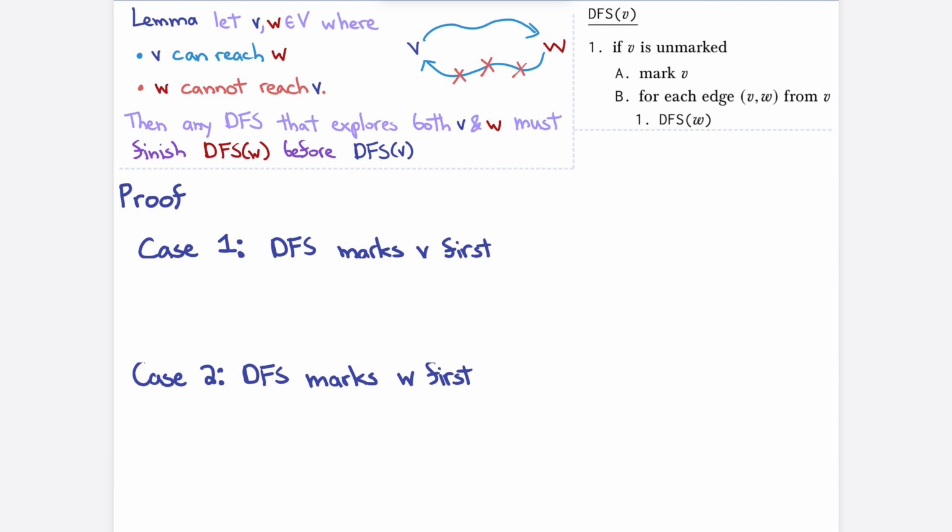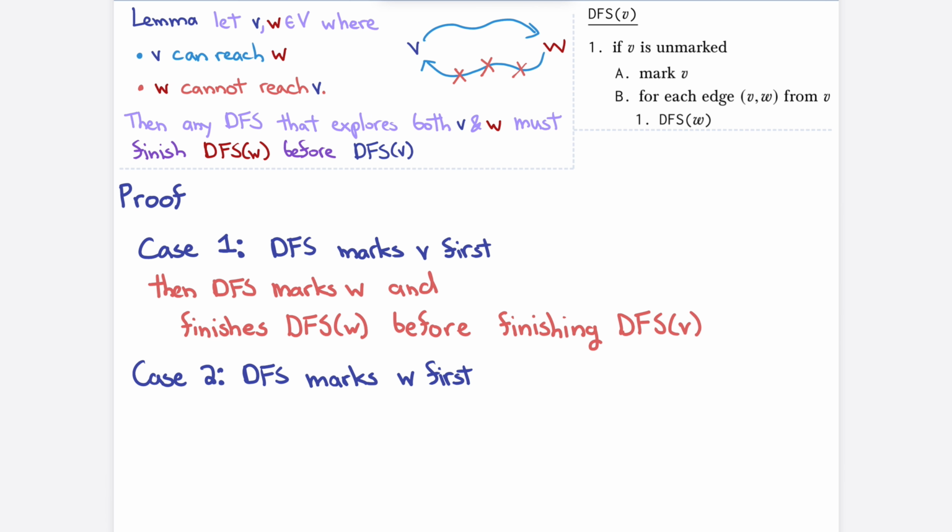Okay, so if it marks V first, then what would I say? You just said it, but maybe say it again. So we go to W. Yeah, so we can rely on this property. Once it marks V, then we already know that it's going to go and mark W, just from the properties we already know from DFSV, and finish DFSW before it finishes DFSV.